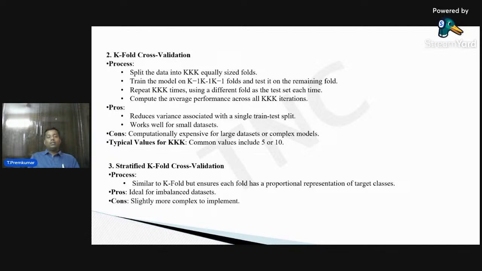Then the third method is stratified k-fold cross validation. It is similar to k-fold, but it keeps proportional representation of the target results as well as the classes. The pro is that it is ideal for imbalanced data sets, and the con is that it is slightly more complex to implement.